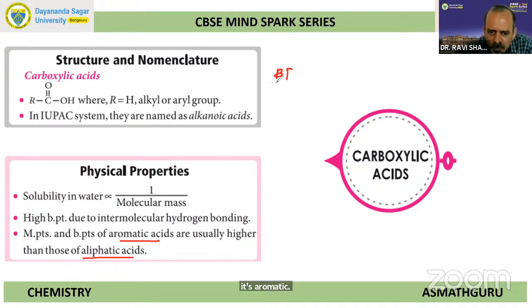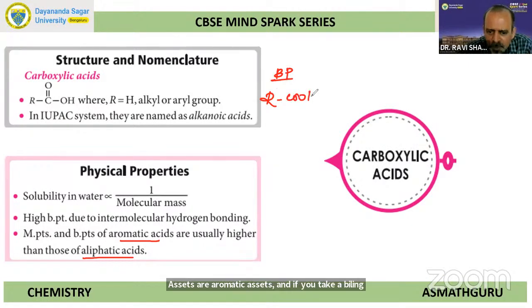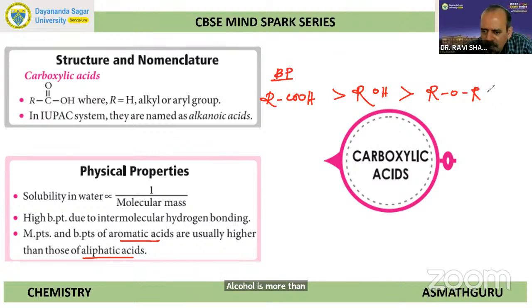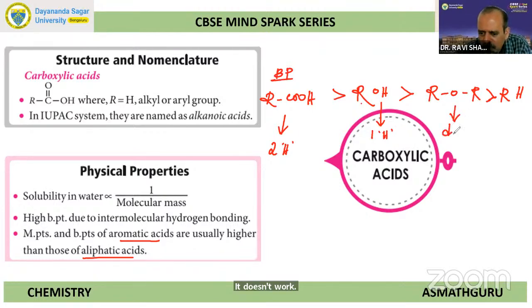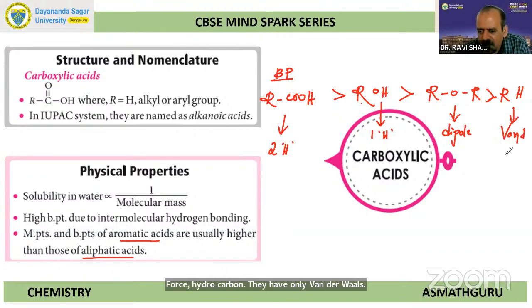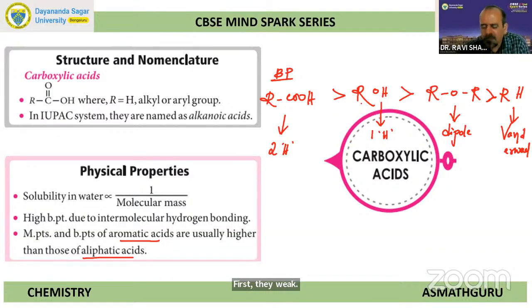And in boiling point, who is highest? Sir, carboxylic acid is highest. Then alcohol, then ethers, then hydrocarbons. Why, sir? Because carboxylic acid has two hydrogen bonds. Alcohol has only one hydrogen bond. Ether has only dipole forces, not a very strong force. Hydrocarbons have only van der Waals forces, very weak. So remember, in organic chemistry, carboxylic acids have the highest boiling point.